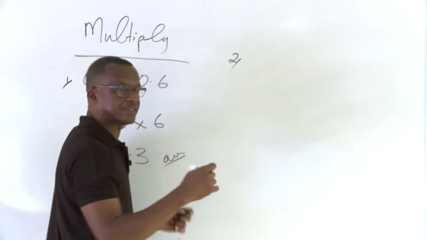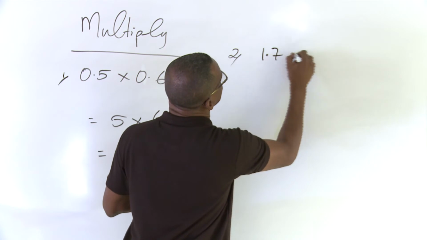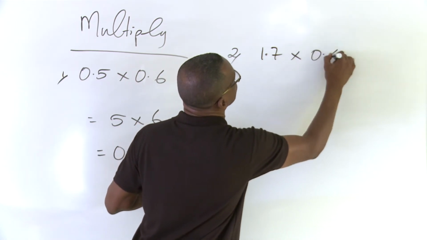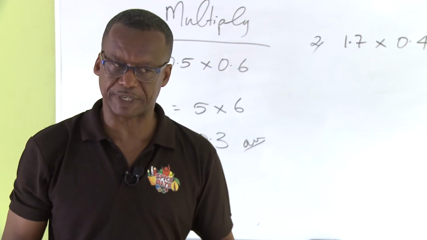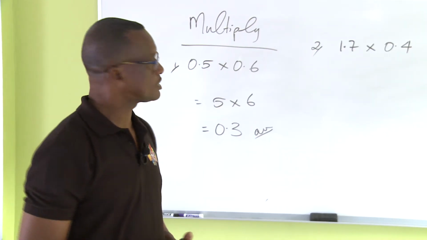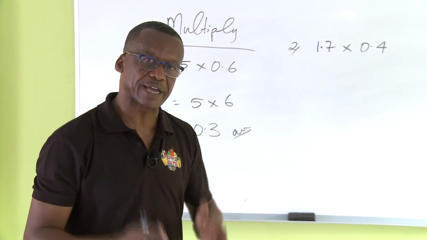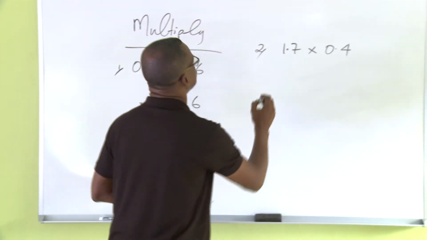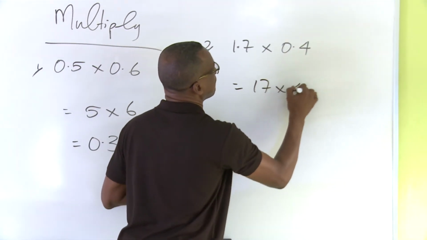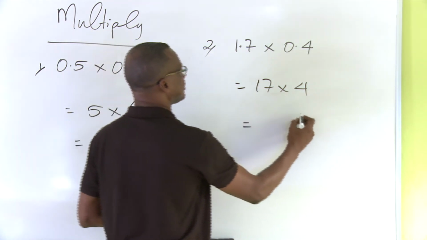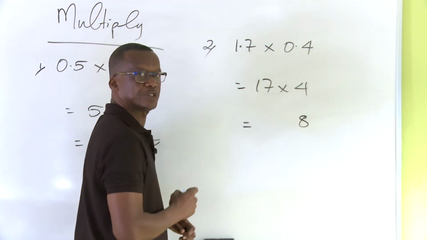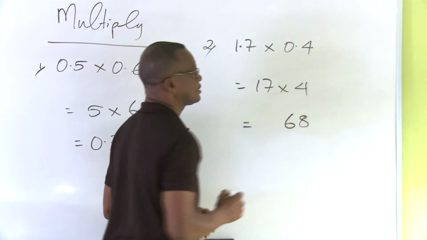Let's suppose we had this time 1.7 multiplied by 0.4. Using the steps explained previously, we can simply ignore the point and multiply 17 by 4. How much do we get from that? 4 7s, 28, 4 1s, 4 and 2, 68.